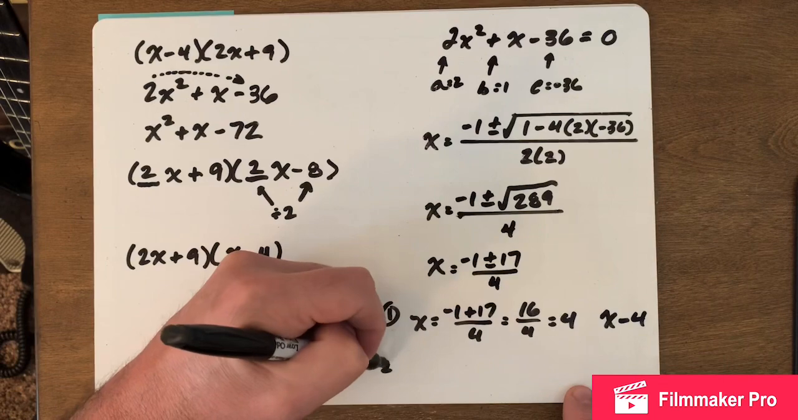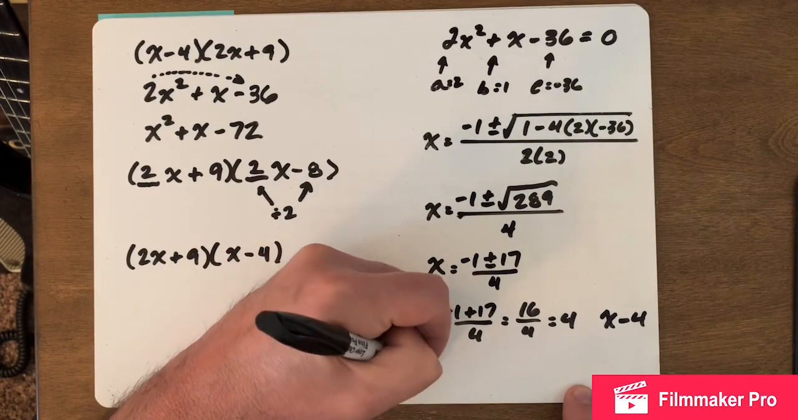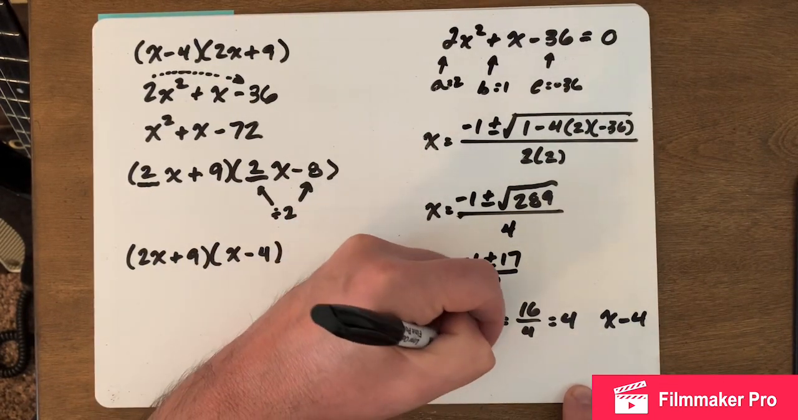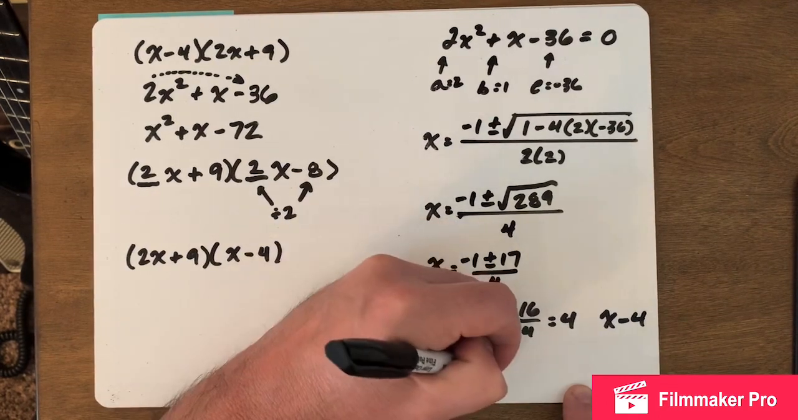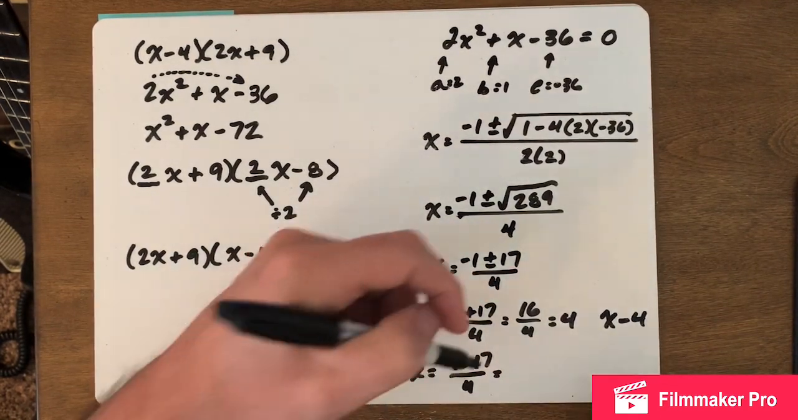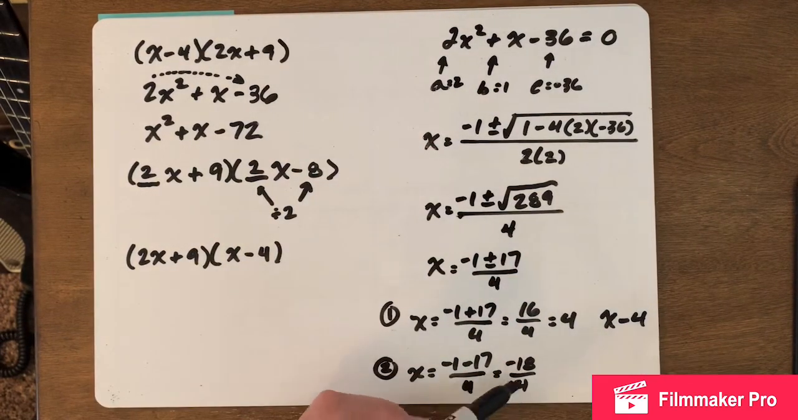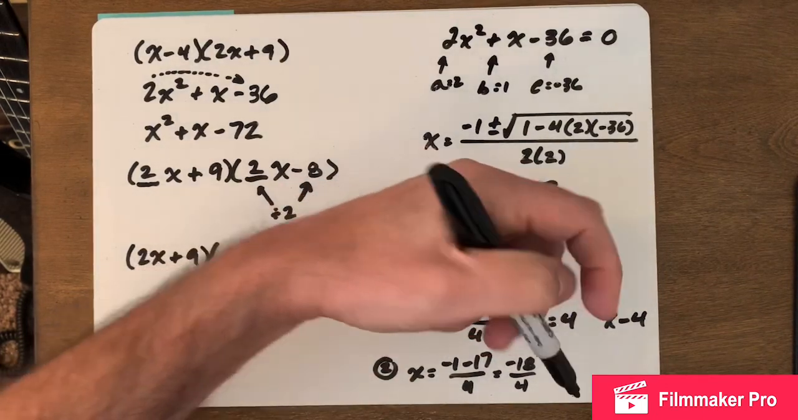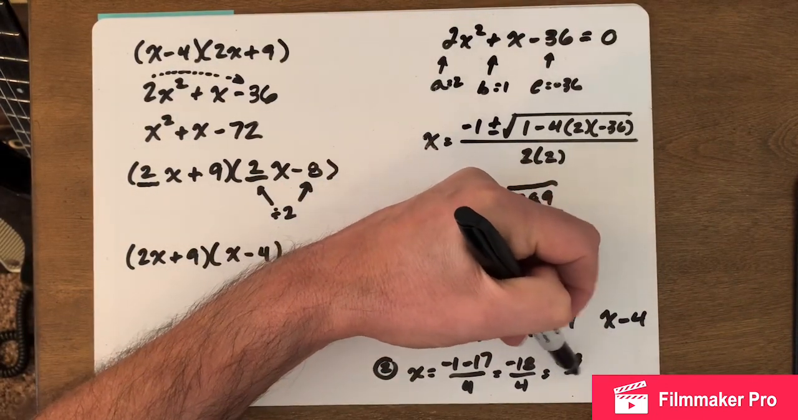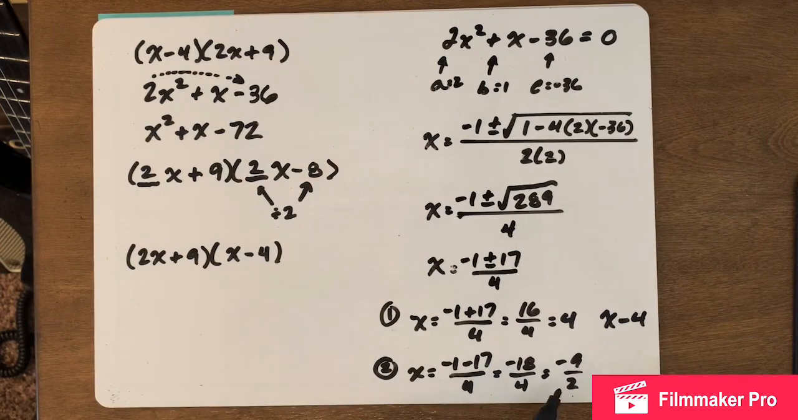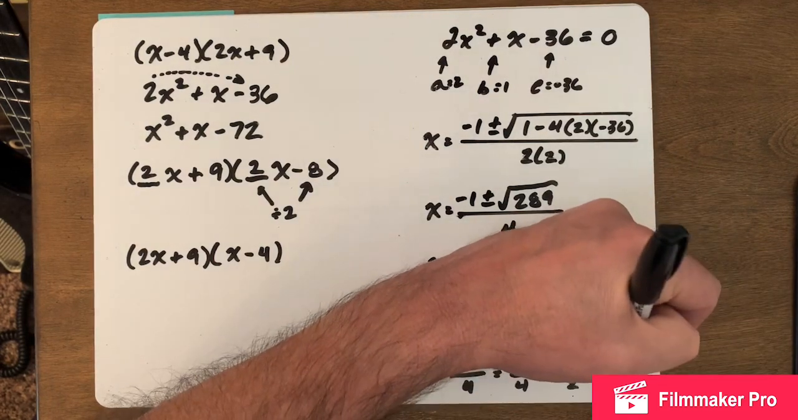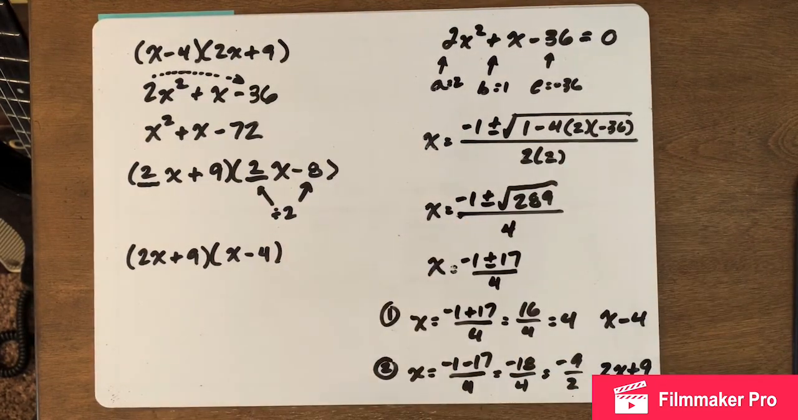Let's take a look at the second solution. X is equal to negative 1 minus 17 over 4 equals negative 1 minus 17 is negative 18 over 4. These are both even, so you can take a 2 out of both those. And actually, we're looking at negative 9 over 2. Well, to turn this back into a factor, 2x opposite 9, 2x plus 9. Now, was that one of our original factors? And it sure looks like it. And we have our 2 factors right there.